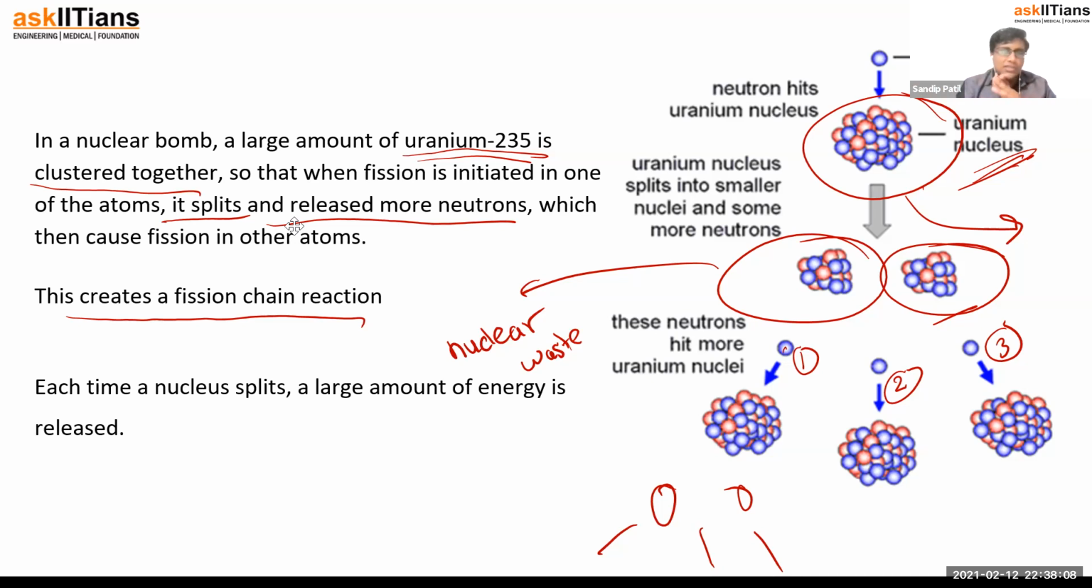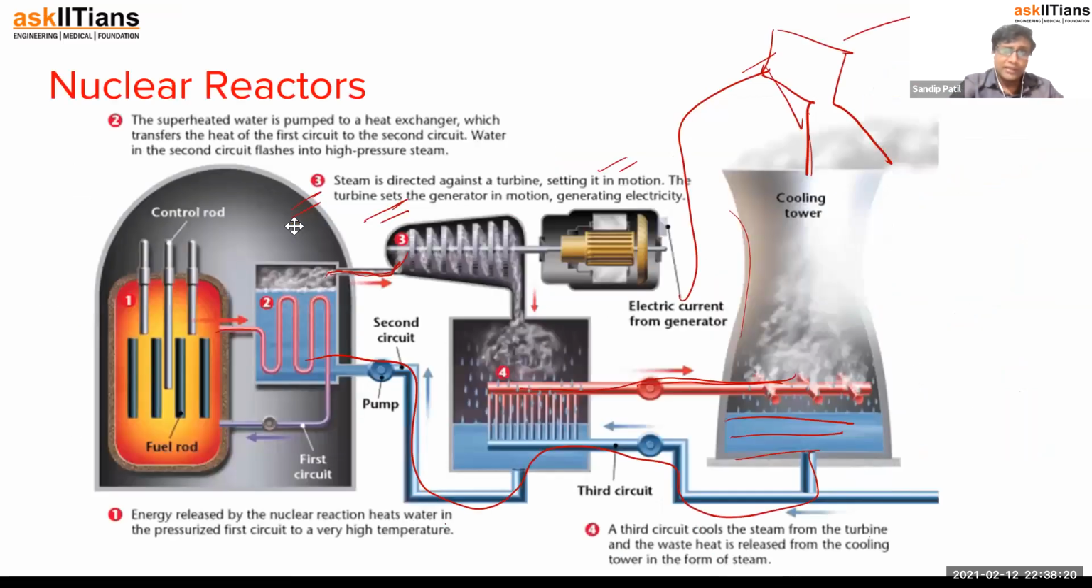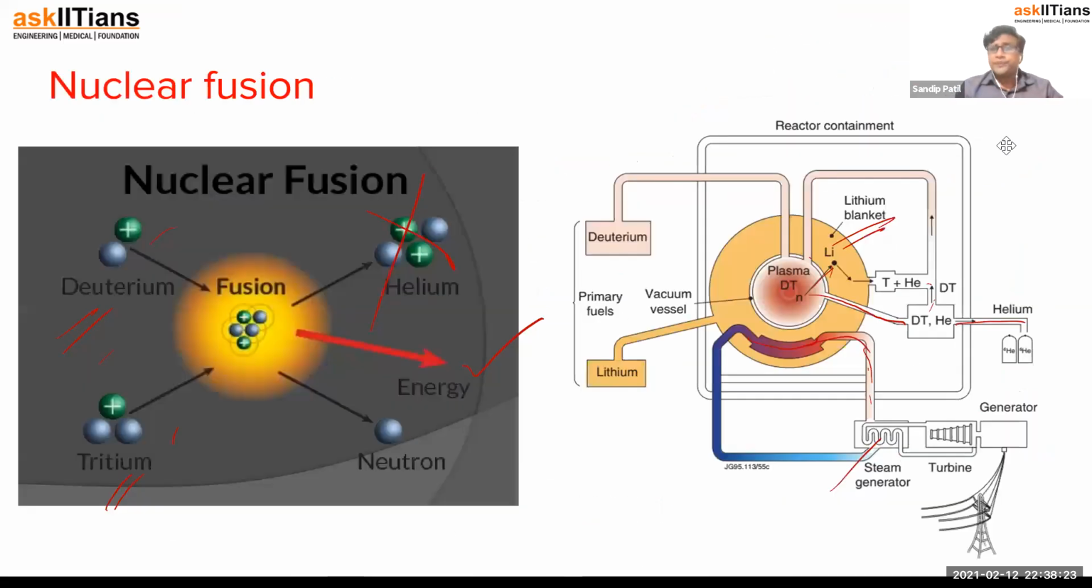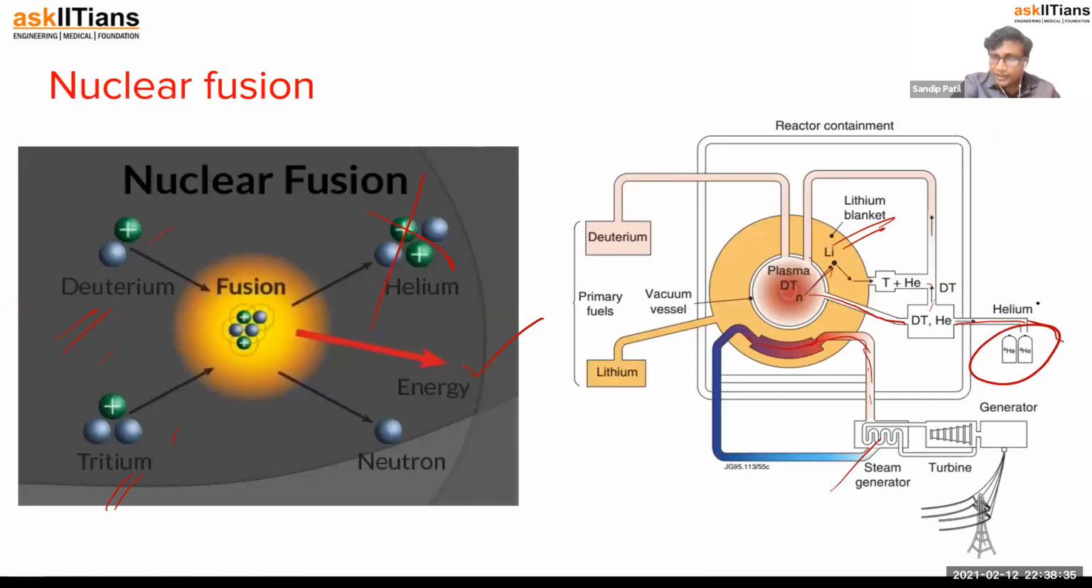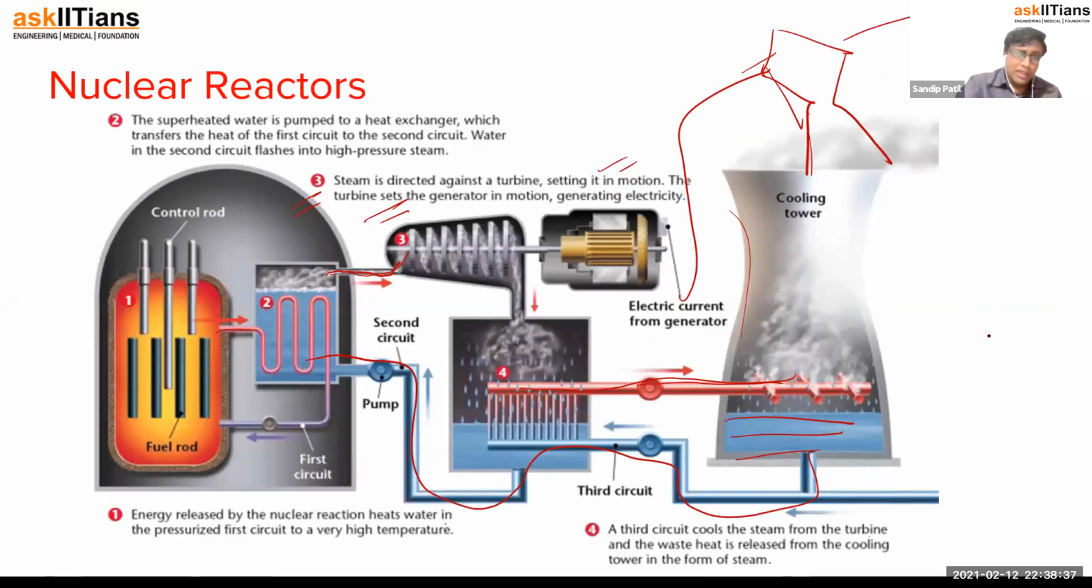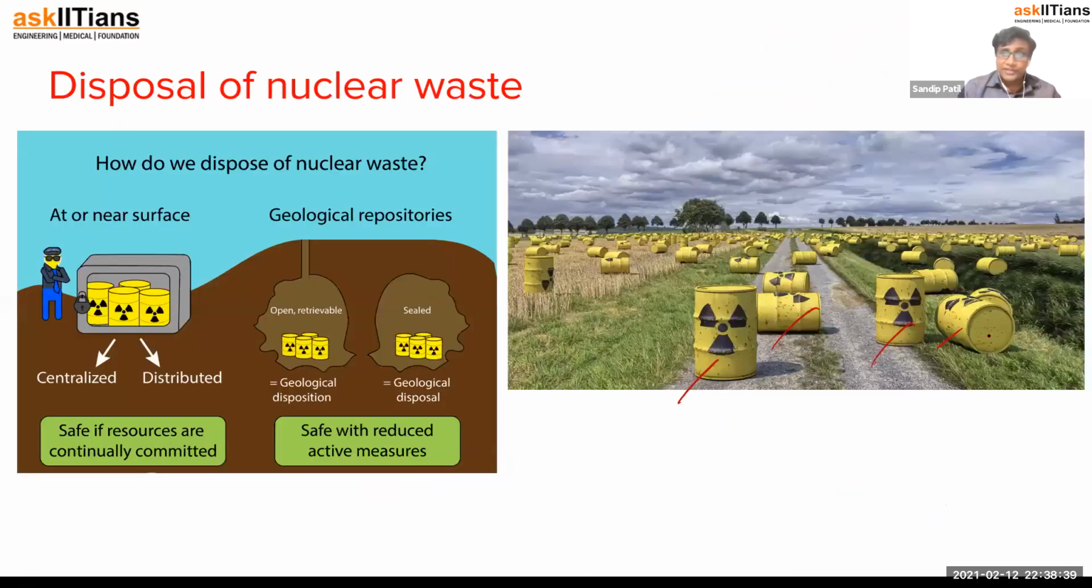So the main concern of nuclear reactions or a nuclear power plant is how to dispose of this nuclear waste, because you cannot just throw it outside, right? Because it is harmful for our health, right? So what to do? Let's see how we dispose of the nuclear waste. There are two ways. Here you can see the big drums are there, right? Here you can see helium is there, or in this case also nuclear waste is there.